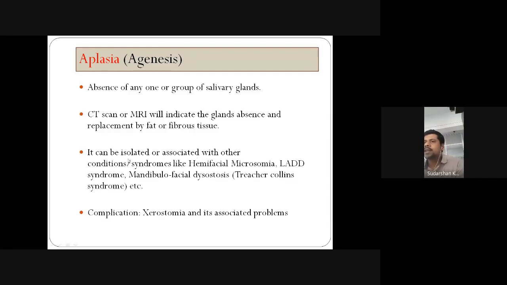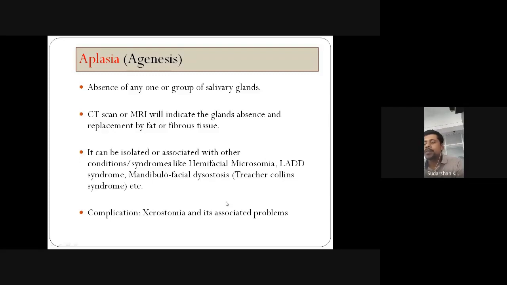And this agenesis or aplasia of salivary gland is commonly associated with certain conditions or syndromes like hemifacial microsomia, Lat syndrome, and mandibulofacial dysostosis, also known as Treacher-Collins syndrome. These syndromes are seen.